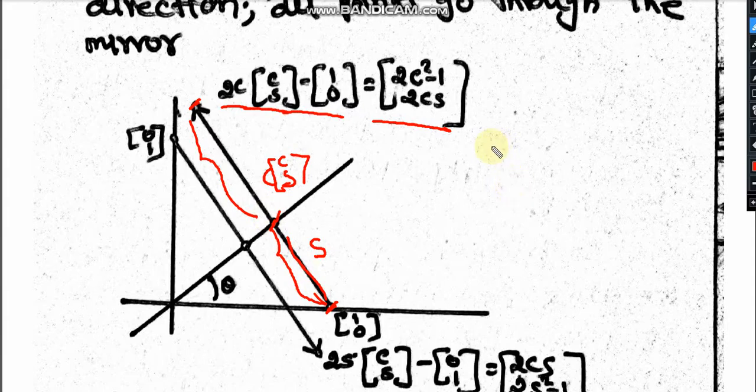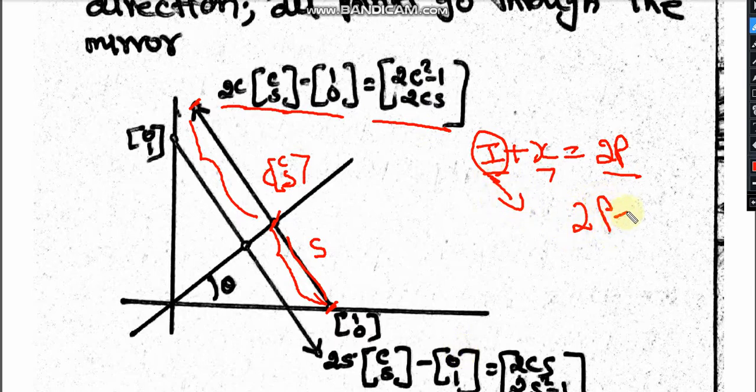I told you that your reflection image plus the original should be equal to 2 times the projection, right? This is 2 times the projection, and this point x, minus the original, gives the image. So the image is 2p minus x, and here the image will be (2c² minus 1, ...) because x is (1, 0).